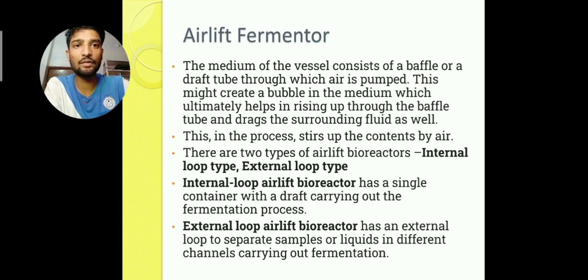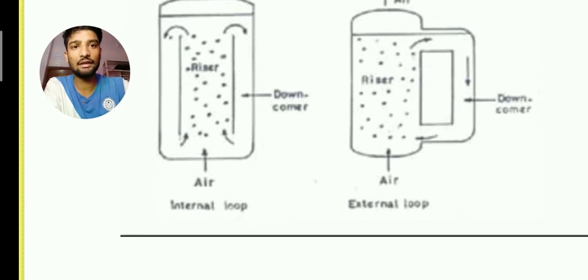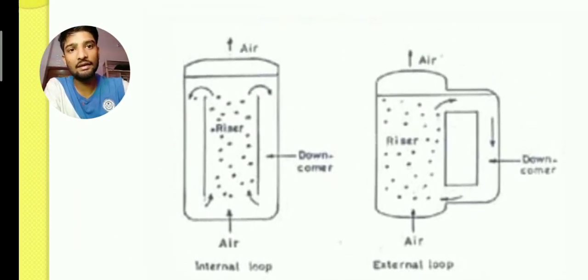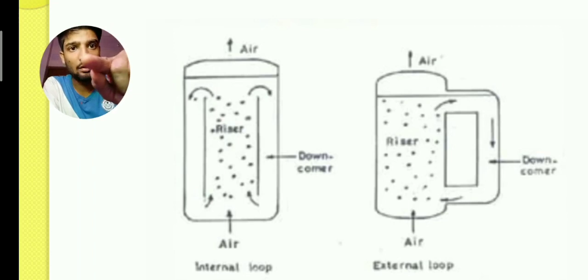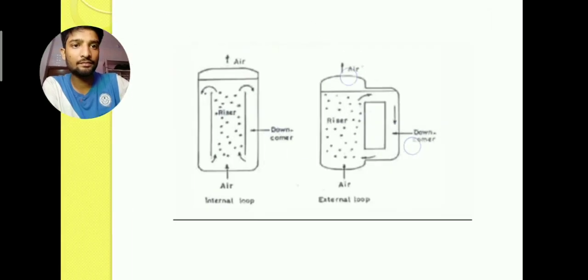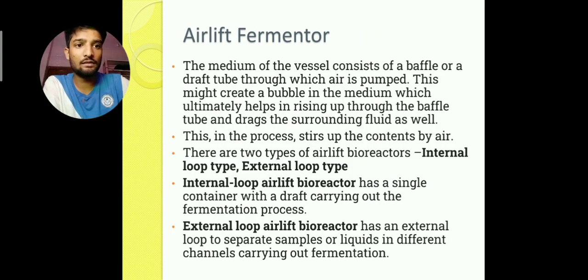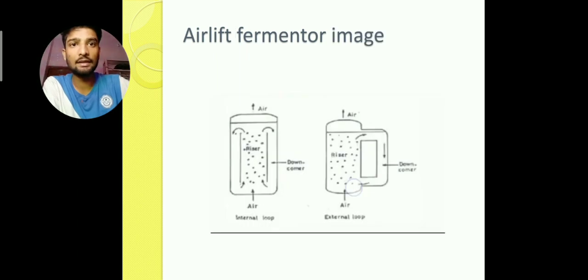We will have a look at the airlift fermenter through diagrams. The first one is the internal loop airlift fermenter. In this we can see there are loops inside the fermenter in the same cavity, and in the second diagram we can see that there is a different loop on the right hand side to carry out separation of samples.